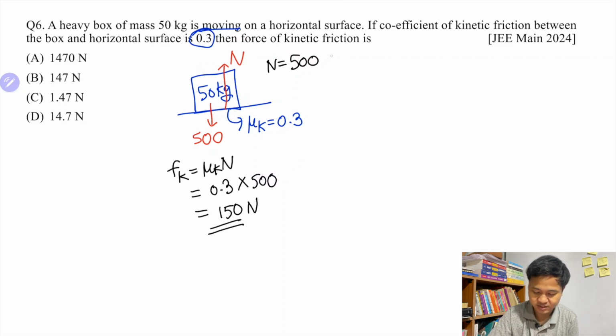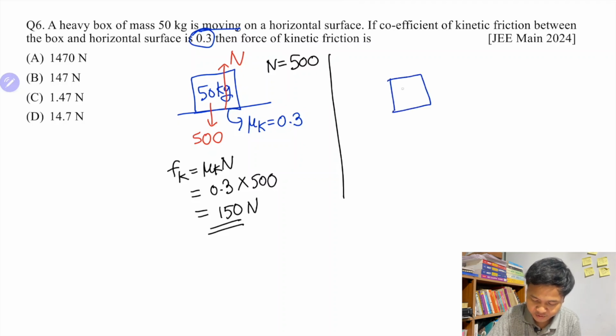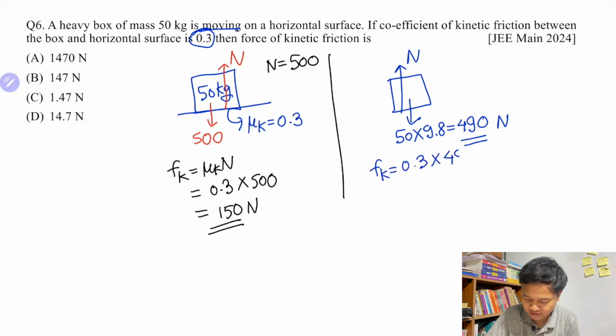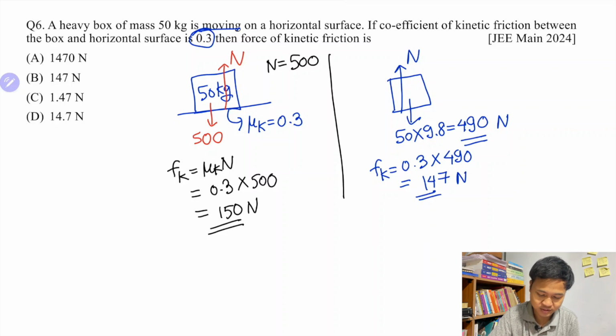Now for the other case, you have to take g as 9.8. So if you take g as 9.8, I have 50 kg into 9.8. 5 times 8 is 40, 5 times 9 is 45, so 490 newton. This is the weight, so the normal will be 490 newton. Then friction force fk will be equal to 0.3 into 490. 3 times 9 is 27, 3 times 4 is 12, plus 2 gives 14, so 147 newton. So the answer is option B.